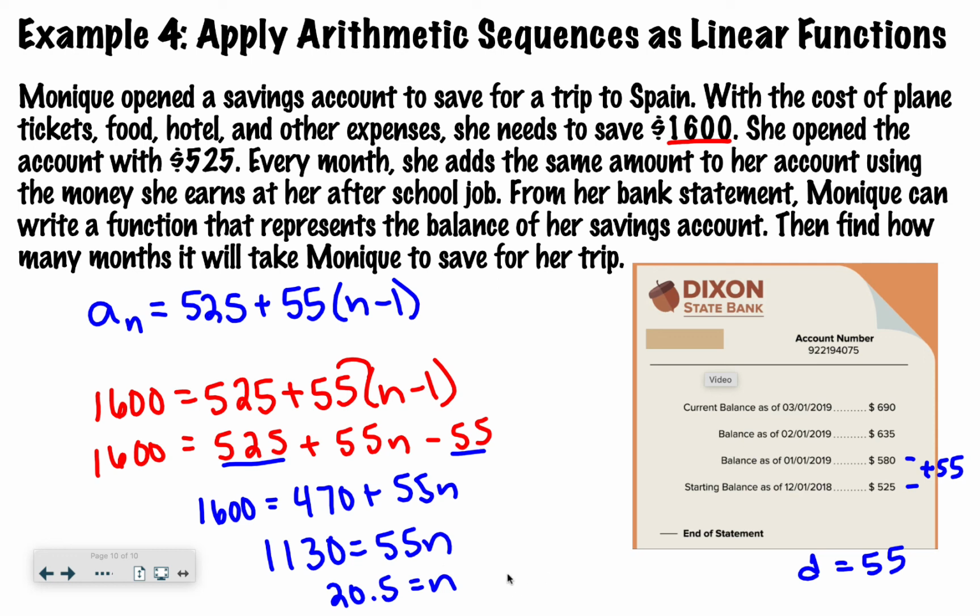Okay, so that is how you do it backwards from what we were doing for the rest of the video. It's where you're trying to solve for n instead of solving for a certain term.